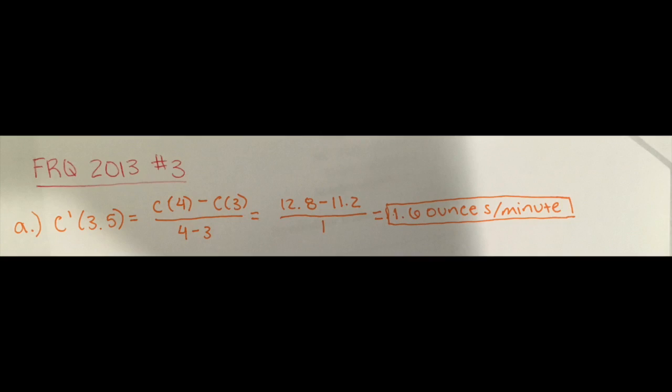So if we just recap on what we just did, because they were asking for C prime of 3.5, they were asking for the rate of change, or the slope. So we took the values of 4 and 3, which were provided in the table, and found the slope between them to find this value. And just to clarify how we got these units, because the numerator is measured in ounces and the denominator is measured in minutes, the answer will be in ounces per minute. So 1 point would be given for the approximation and the other point would be given for the units.